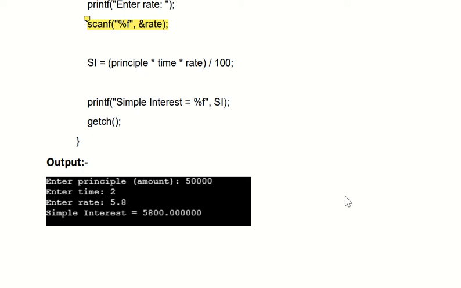So that is all about calculating the simple interest using the basic mathematical formula, that is simple interest equal to principal into time into rate, and then full bracket divided by 100.